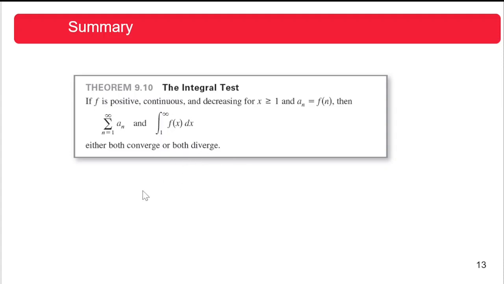In summary, if f is positive, continuous, and decreasing for x greater than or equal to 1, and a sub n is f of n, then the summation of a sub n, where n is from 1 to infinity, and the integral of f of x dx from 1 to positive infinity, either both converge or both diverge. So you have to check first whether the integral of the function exists. If it exists, then the series converges. But if the integral does not exist, then we can say that the series diverges.